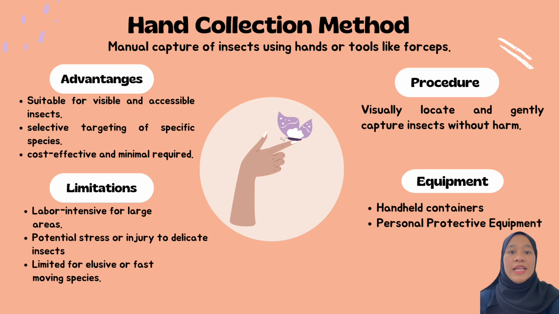Okay, for this part, I will explain the hand collection method. This method involves manually capturing insects using hands or tools like forceps, sweep nets and other suitable tools. The equipment needed includes handheld containers and personal protective equipment, which is PPE, for our safety. The procedure requires visually locating and gently capturing insects without causing any harm.